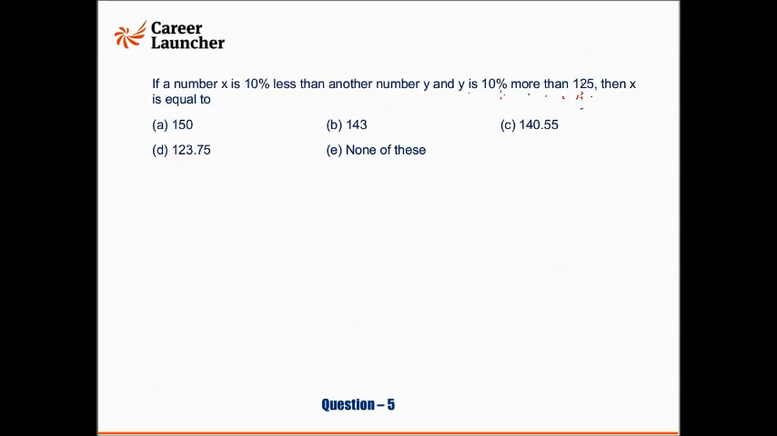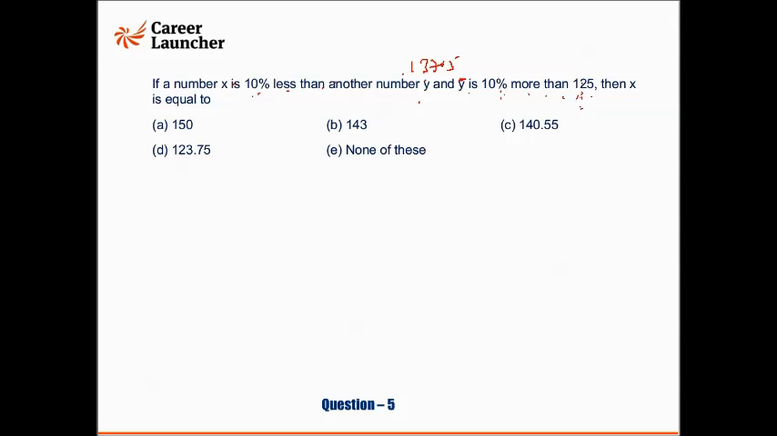Then question says number x is 10% less than another number y. y is 137.5 and x is 10% less than this. So what we'll do, 137.5 minus 10% of this 137.5. 10% of this 137.5 is 13.75, and we'll subtract 13.75 from 137.5. So the answer will be 123.75. I show you how.